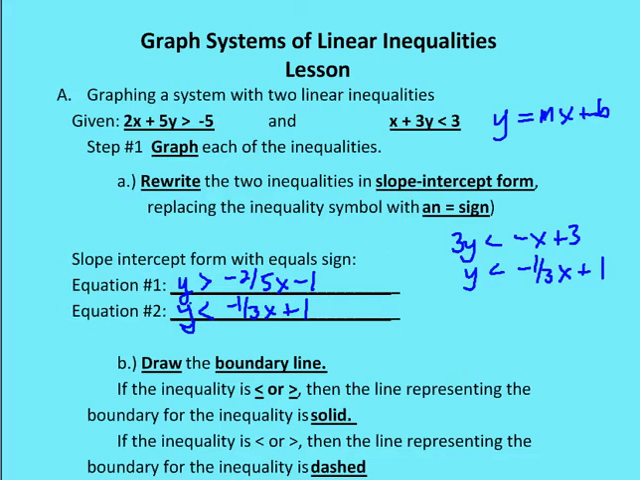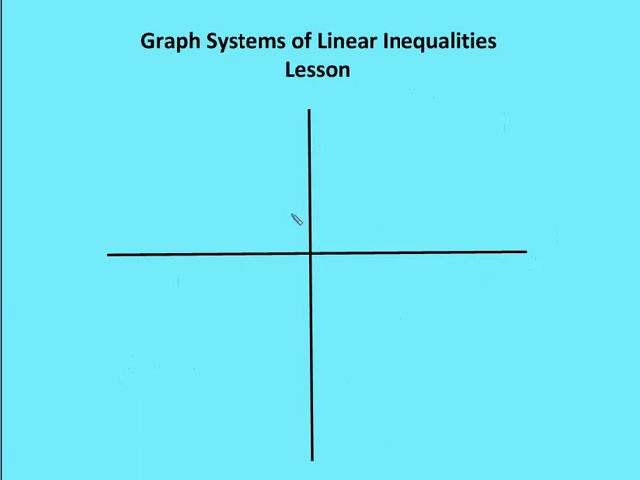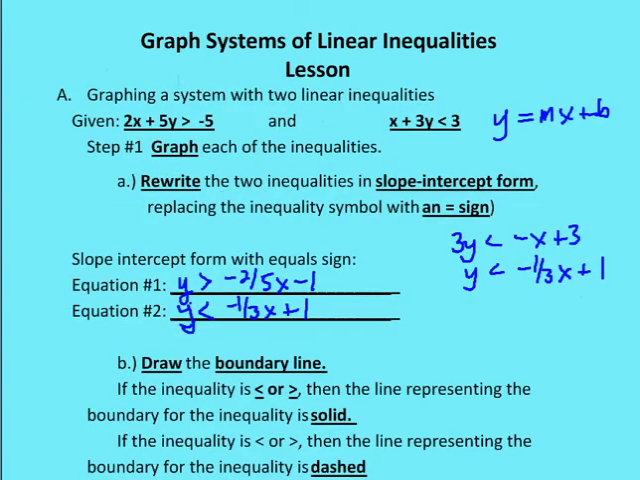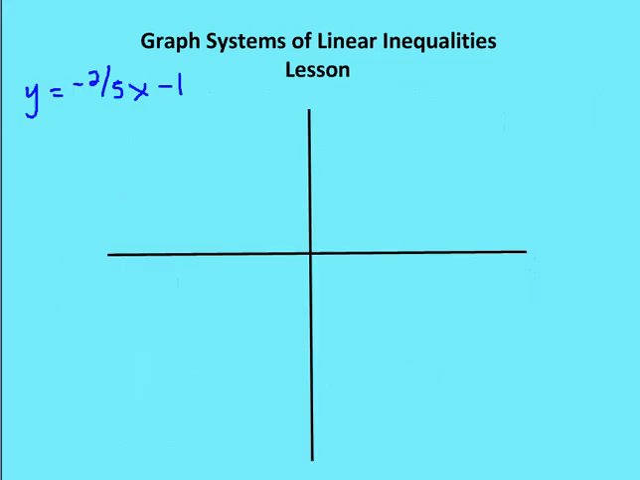So let's go ahead and draw y is equal to negative 2/5 x, and I believe I said minus 1. But let's just double check. Negative 2/5 x minus 1. Okay, so y is equal to negative 2/5 x minus 1. I know the y-intercept is going to be negative 1 here. My slope is going to be negative 2/5, so I'm down and to the right.